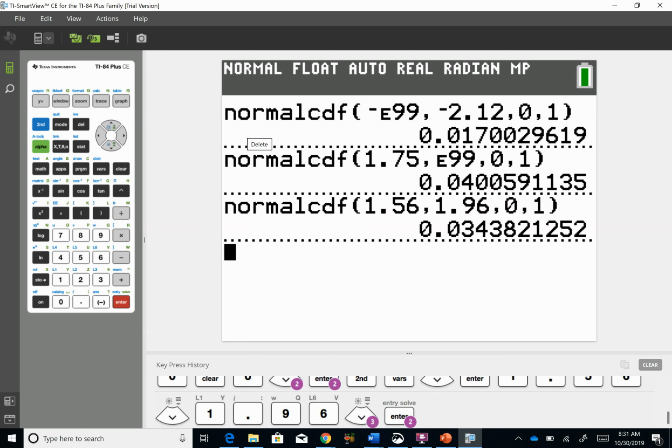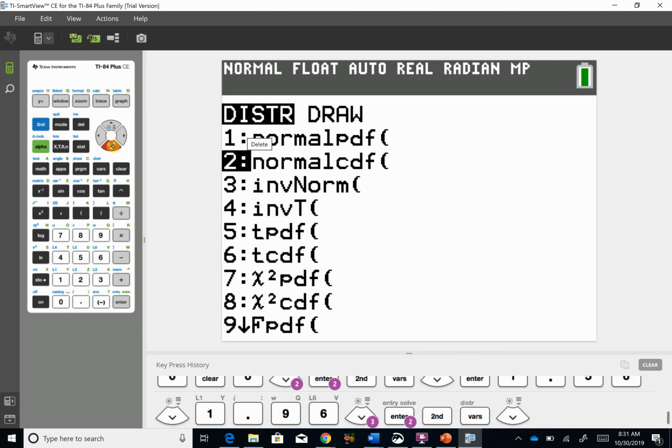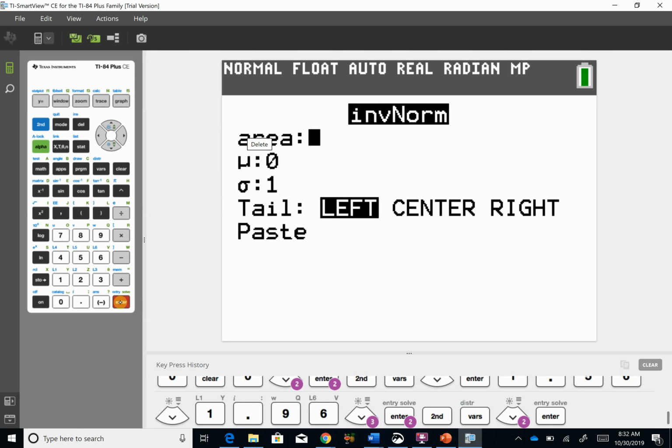Now, if we want to go the other way, so what if I know the area and I want to know the z-value? We can go back, second, distribute, and we have the inverse norm, so the inverse of our normal distribution, so we're going the other way. Now, the area you need to enter in, if you're doing an older calculator, you always have to enter in the area that's to the left.